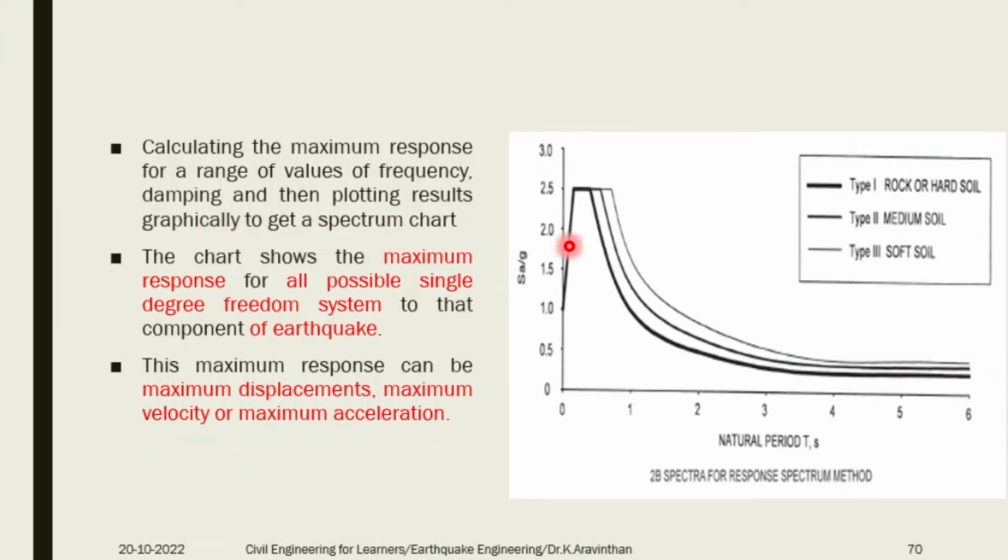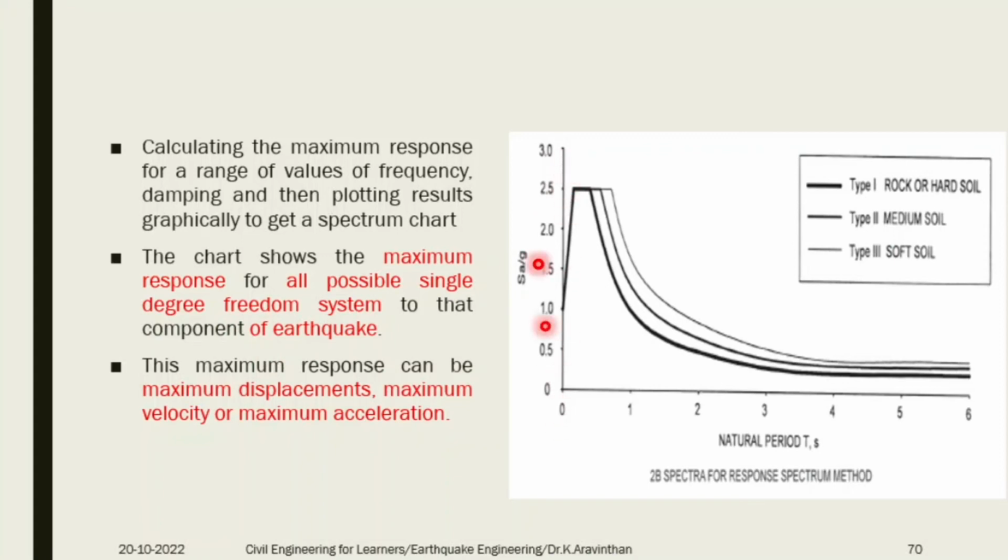There are two methods to design an earthquake resistant structure. One is the equivalent lateral load method; in the third module you will study that. The second method is the response spectral method. This is the most effective method you can use for any earthquake analysis. It shows you the maximum possible way your building can oscillate. By using this graph you can check and find the maximum value for your building. This chart shows the maximum response of all possible single degree of freedom systems to that component of earthquake.